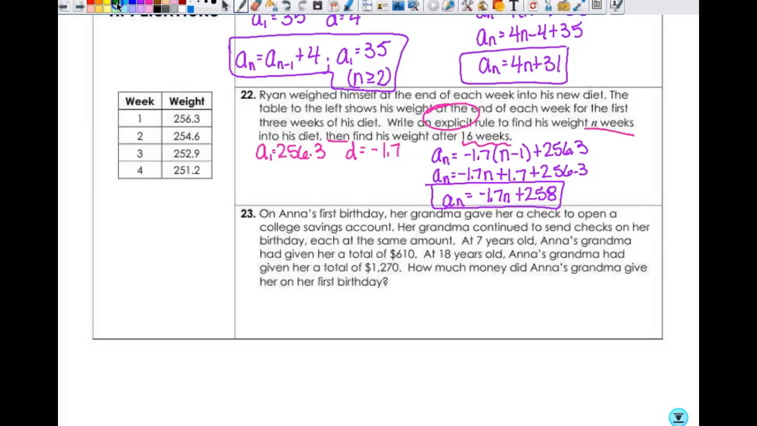Then I'm supposed to find what he weighed after 16 weeks. So I want A16. That's equal to negative 1.7 times 16 plus 258. Type that in, and you should get that A16 equals 230.8.